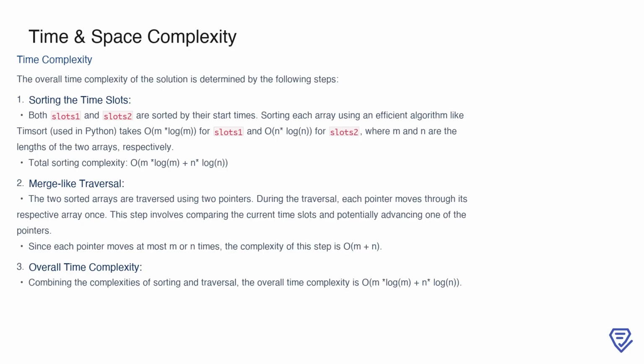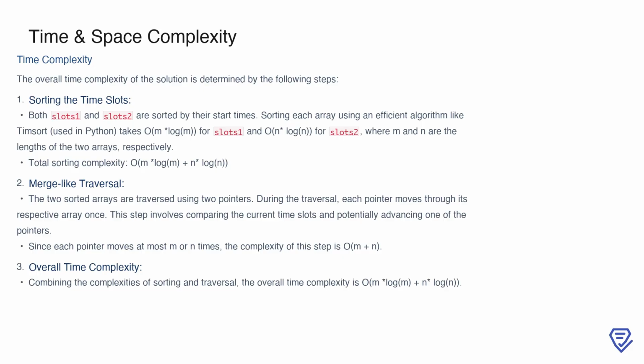To analyze the time complexity of our solution, we start with the sorting step. Both input arrays, slots 1 and slots 2, are sorted by their start times. If we use Python's timsort algorithm, which is highly efficient, the time complexity for sorting slots 1 is O(m log m), and for slots 2 it is O(n log n), where m and n represent the lengths of the two arrays. The total complexity for sorting both arrays is therefore O(m log m + n log n).